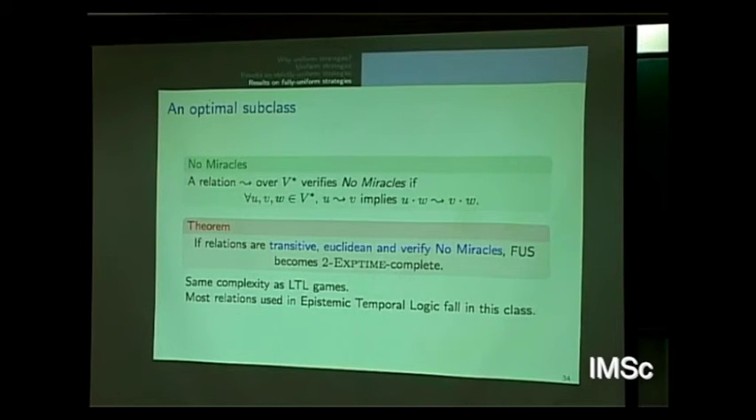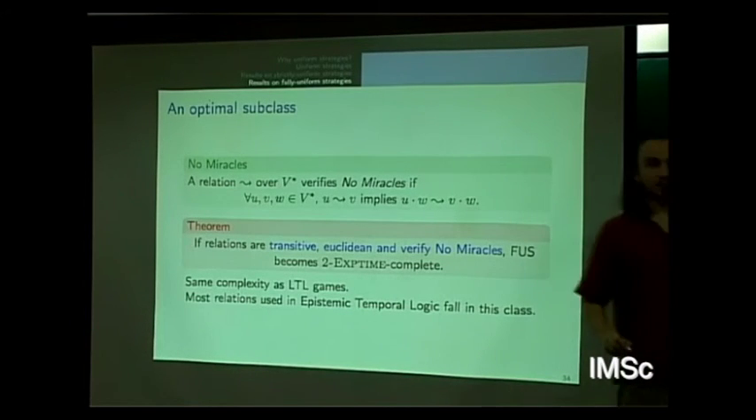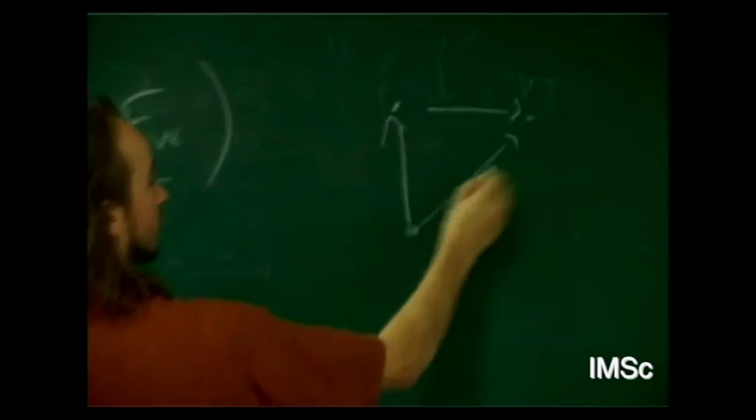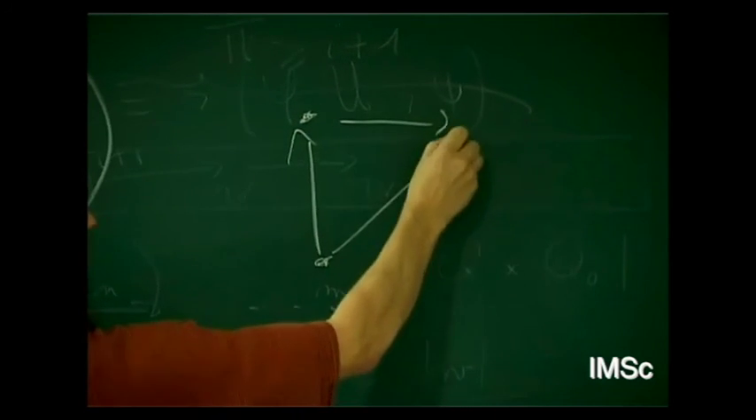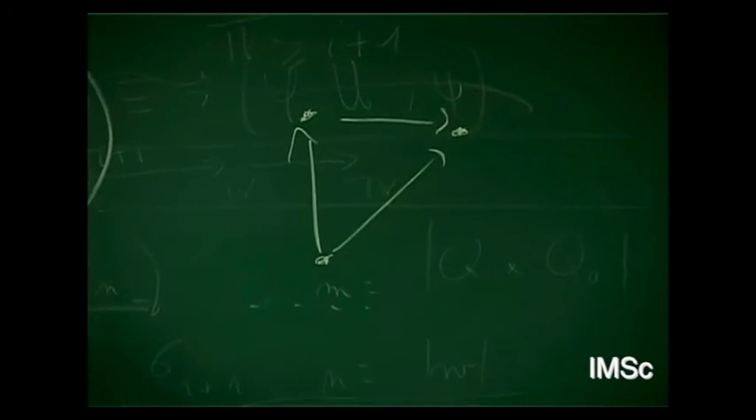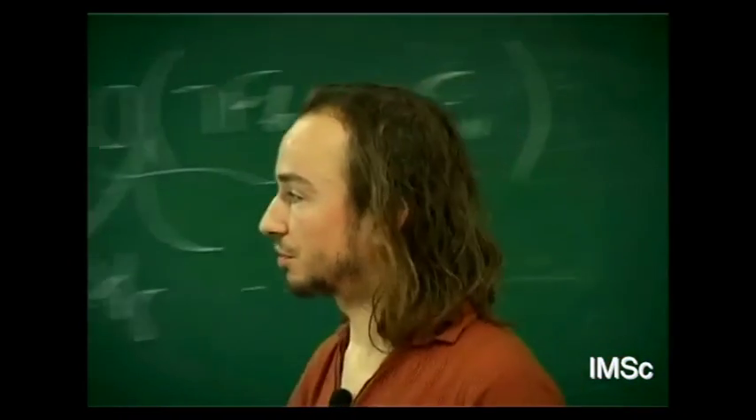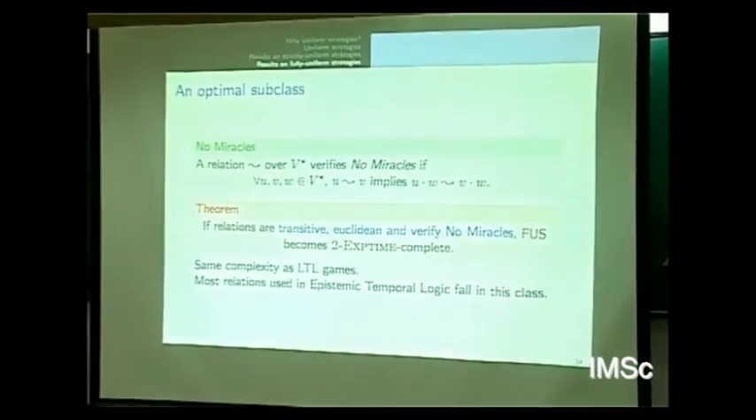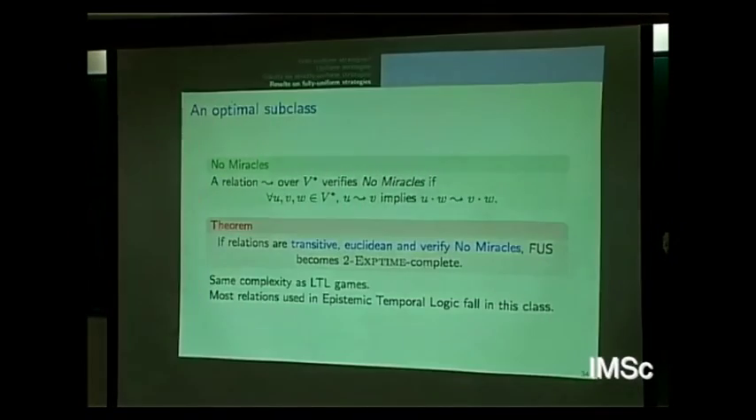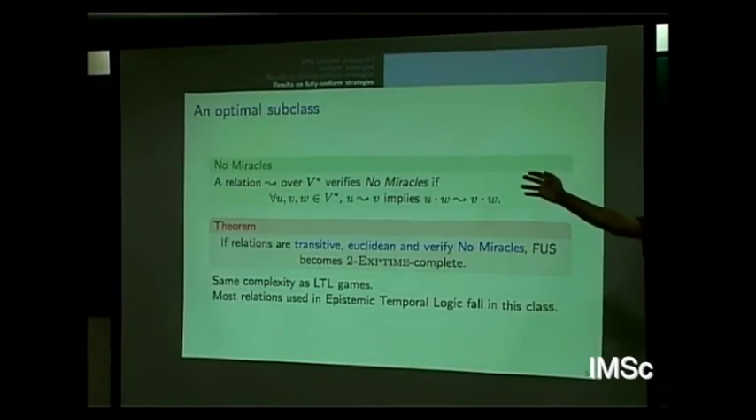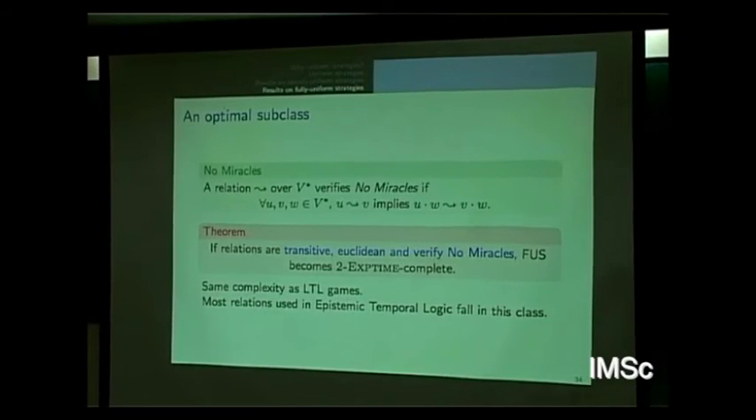Euclidean? Yeah, you can close the triangle. If you have this and this, then you also have this. If this is related to this, and this is related to this, then this is related to this. So transitive and Euclidean is almost an equivalence relation, except that you have some points that are not reflexive, like they branch to classes, like sets of balloons or things like that.